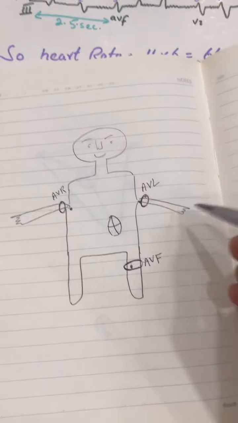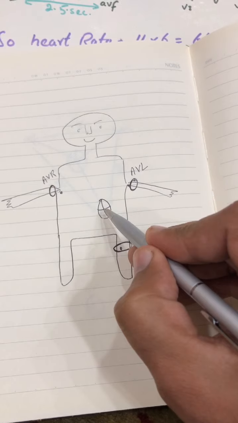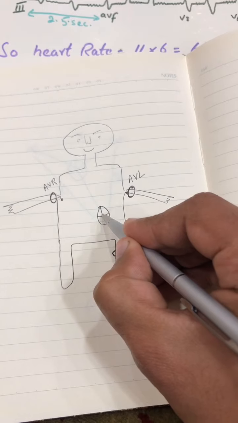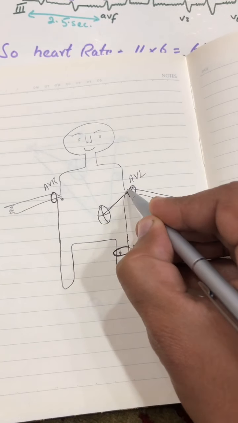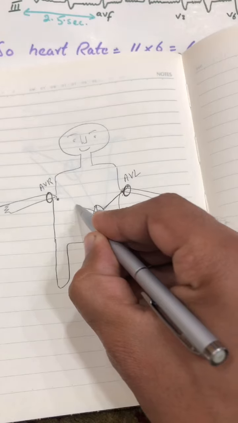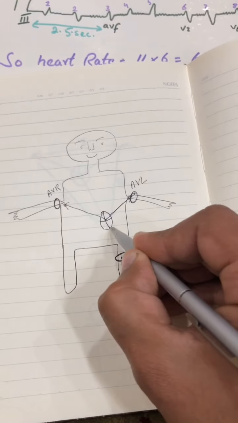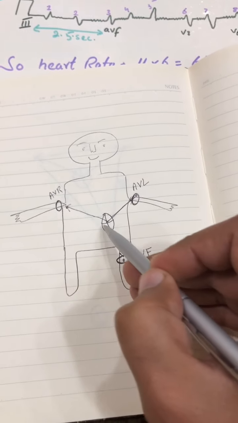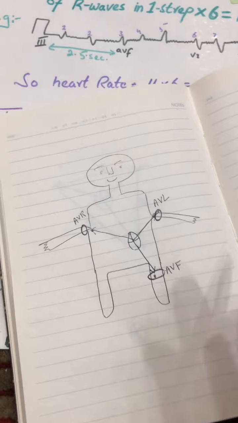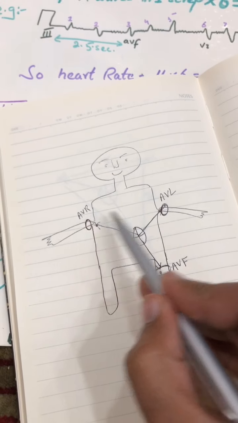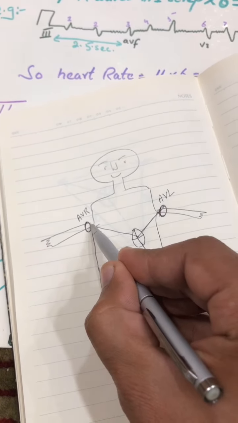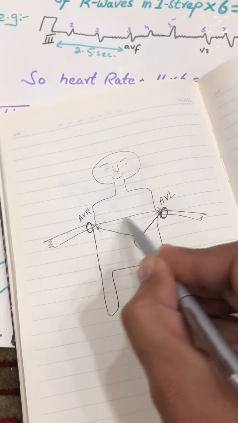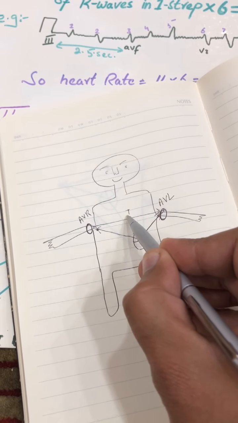Well, so now you see the heart is at the center. Just connect the heart to all these leads like this, like this and like this. So this is your AVL, AVR, AVF. Now connect the right limb lead with the left limb lead, and these are actually like this. Okay, this lead should be known as lead number 1.